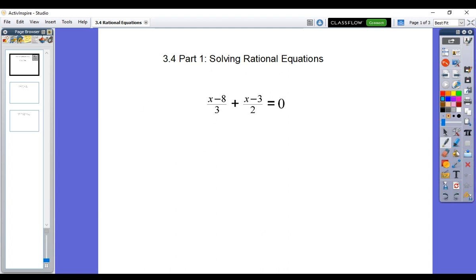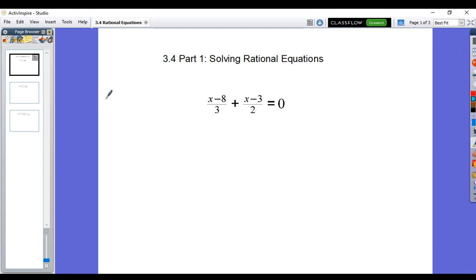So first things first, we always look for the least common denominator. That's the first thing we're going to do. So right now we have two denominators. We have a 3 and a 2. Well, 3 times 2 gives a number, 6. So 6 is what we're going to use as our least common denominator.